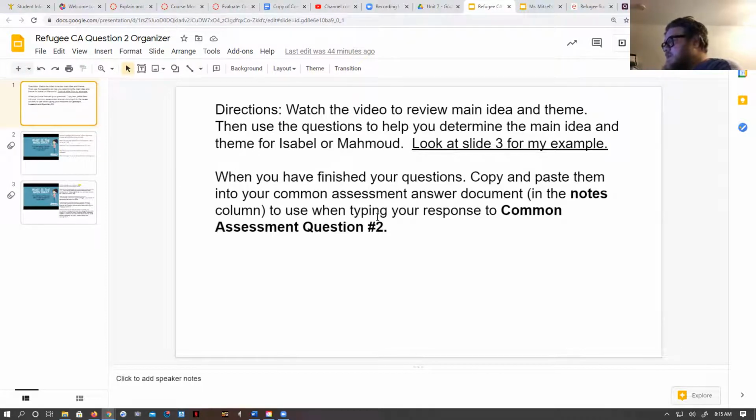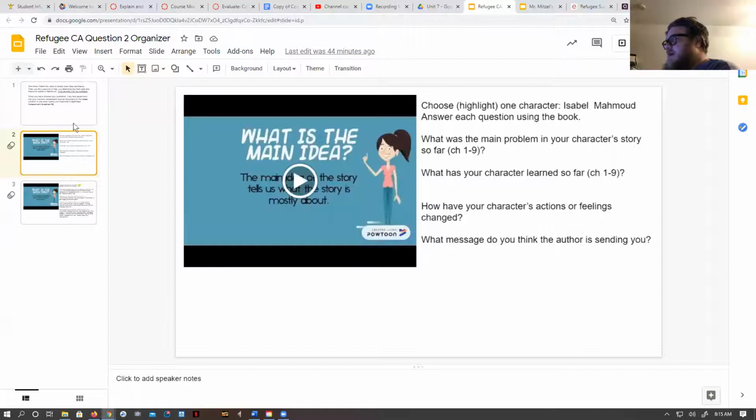Once you finish your questions, you're gonna copy and paste them into the notes section, into the notes column of your common assessment, in order to answer your question. It'll help you when you type your paragraph. Like I said, your paragraph today is a lot shorter. You're just going to tell me the theme, and then you're going to give me some evidence to back up your claim. All right, let's look at the 4 questions.